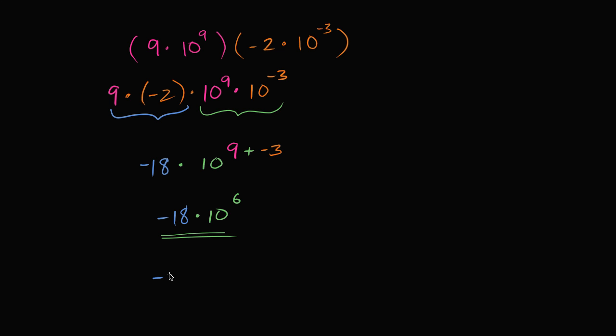We could have written this as negative 18. Let me write the zeros with the green just for fun. Negative 18 million. Either way is a legitimate way to represent this number.